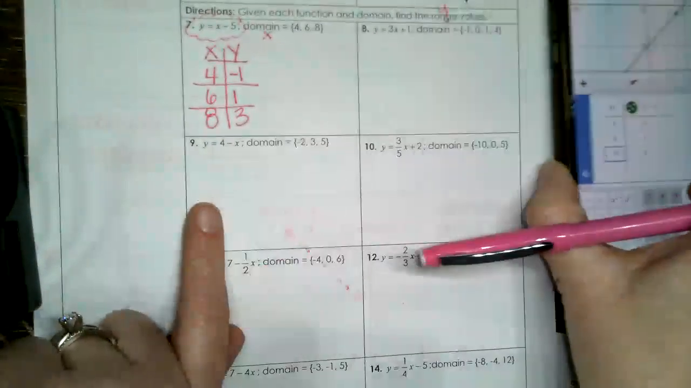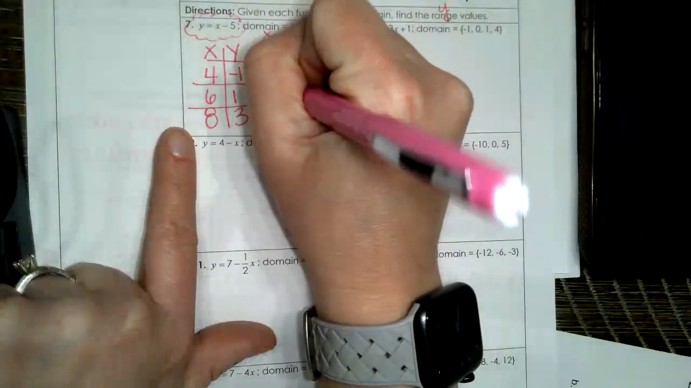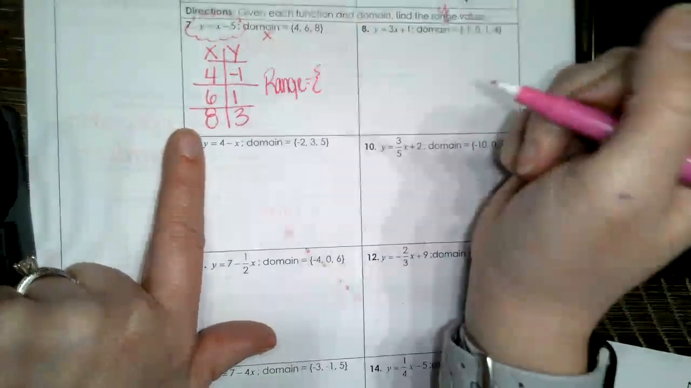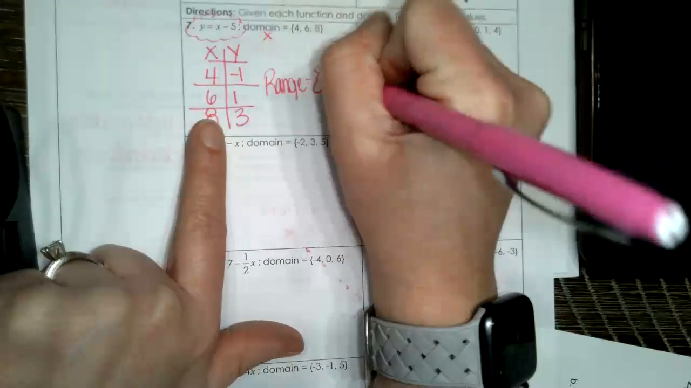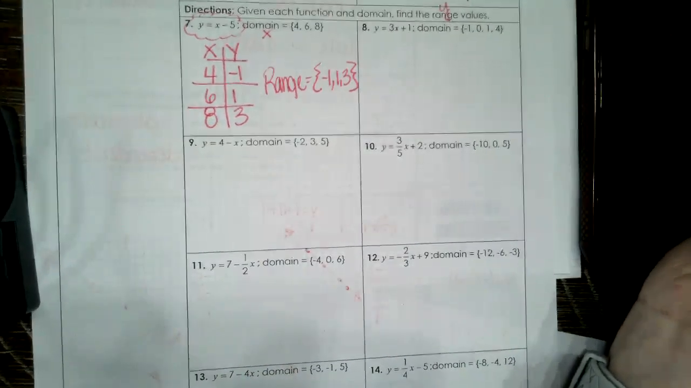There you go. Now it's asking to find the range. Now remember, when you're writing range down, you have to give me those curly braces. So -1, 1, 3, and then you close that curly brace. All right.